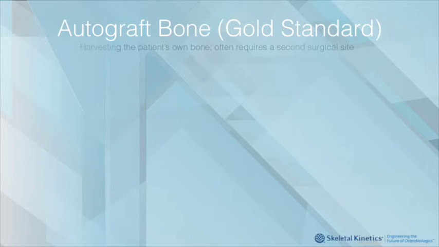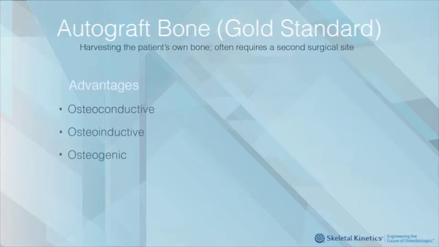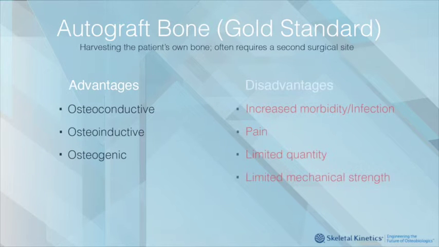The first bone grafting option we'll look at is autograft bone, harvested from the patient's own bone or body. It often requires a second surgical site. The advantages are inherent. It has all 3 bone-growing factors with autograft: osteoconductive, osteoinductive, and osteogenic. The disadvantages are increased morbidity and/or infection. Harvesting autograft bone often leads to more pain, limited quantities, and limited mechanical strength.